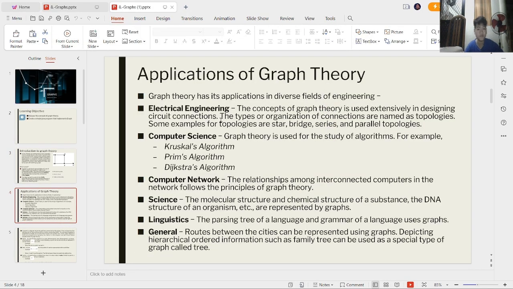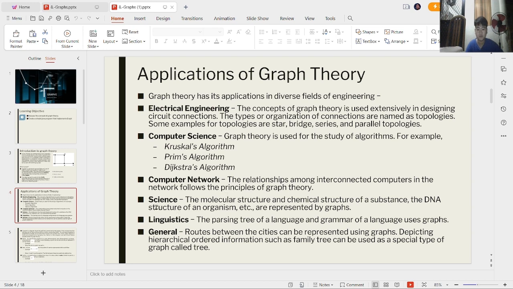Applications of graph theory. Graph theory is applied in diverse fields of engineering. In electrical engineering, the concept of graph theory is used for circuit connections. In computer science, graph theory is used for the study of algorithms, for example Kruskal's algorithm, Prim's algorithm, and Dijkstra's algorithm. In computer networks, the relationship among interconnected computers in the network follows the principles of graph theory.